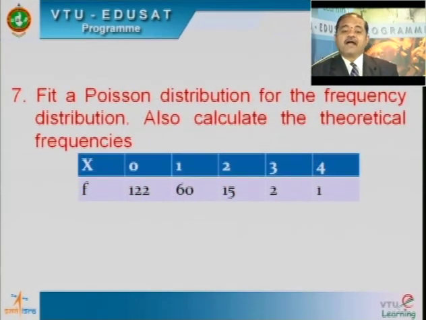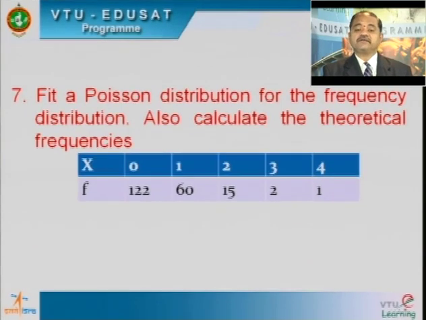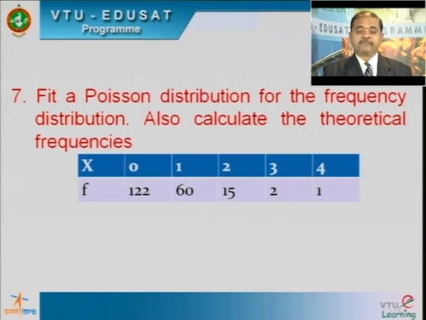Finally, as we have done the binomial distribution, we have to fit a Poisson distribution also. Same lines, there is no change in the method, only the probability density function will change. Here we take the Poisson distribution formula instead of binomial. Fit a Poisson distribution for the frequency distribution, and also calculate the theoretical frequencies.